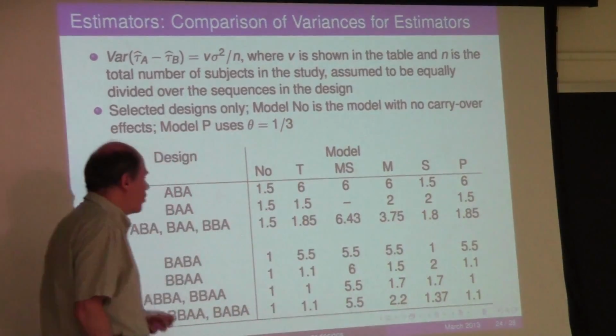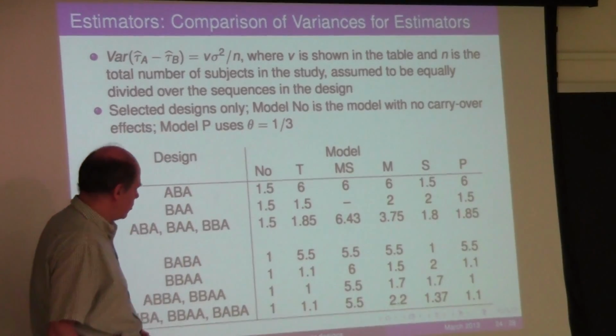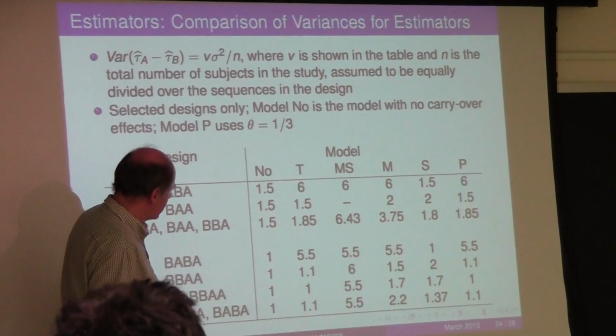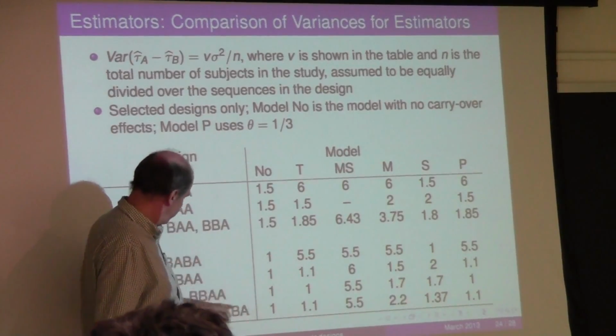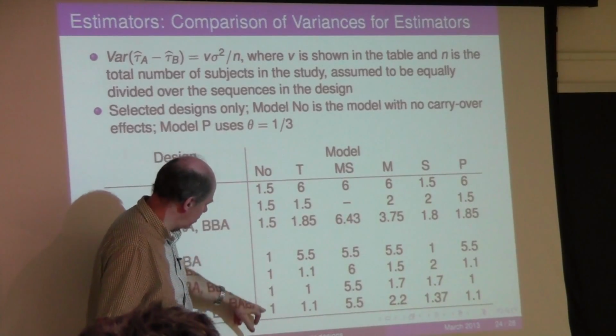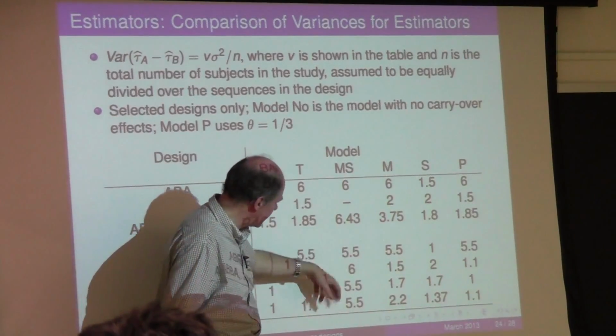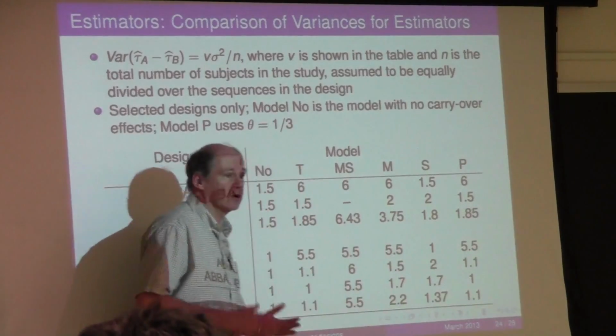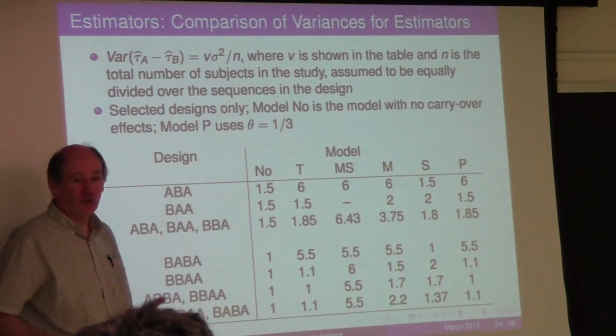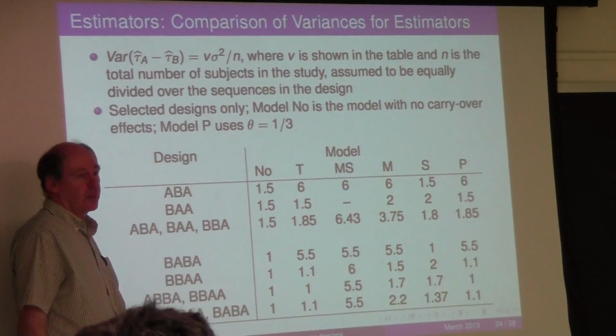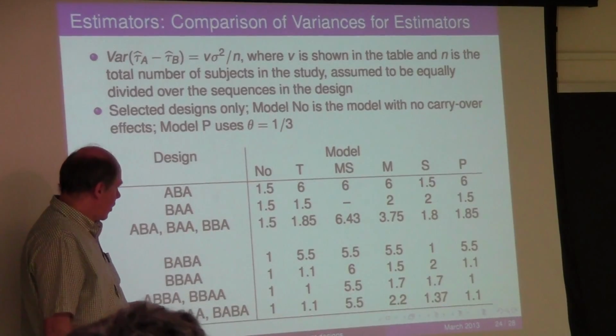So you can read down these other rows in this table as well. For example, with 4 periods, the ideal number is 1, and sometimes you actually get that ideal number depending on the combination of the design and model. So sometimes there's no increase at all. So as a general statement, the statement is not true.